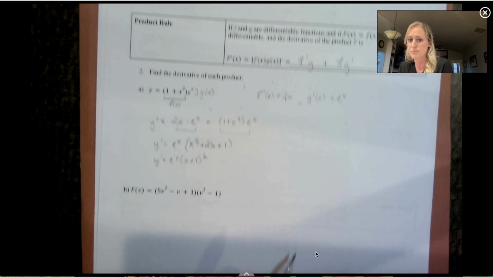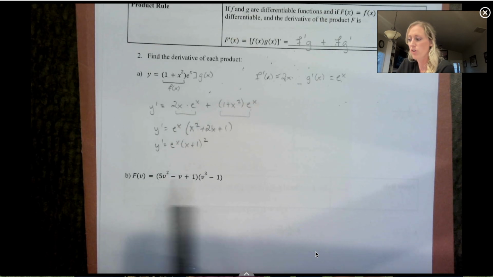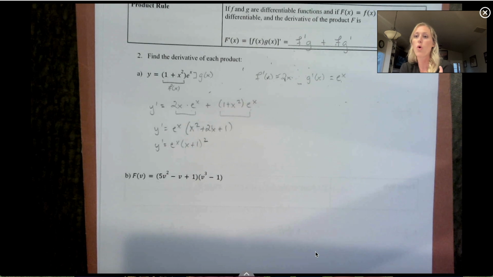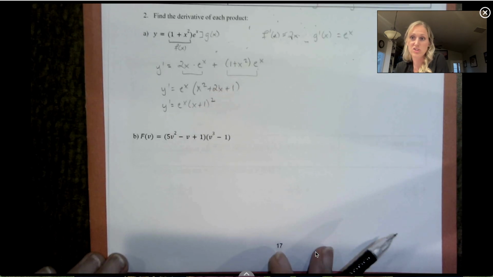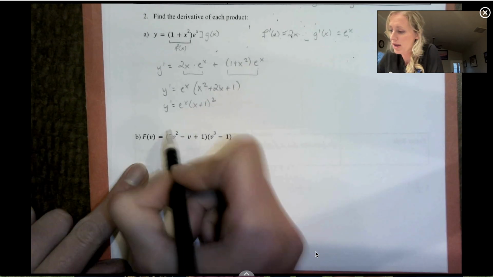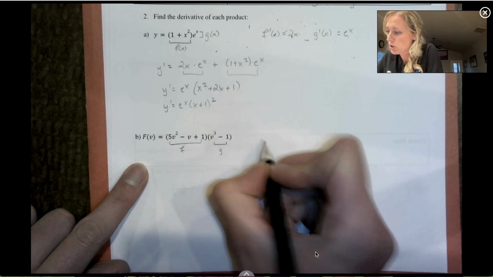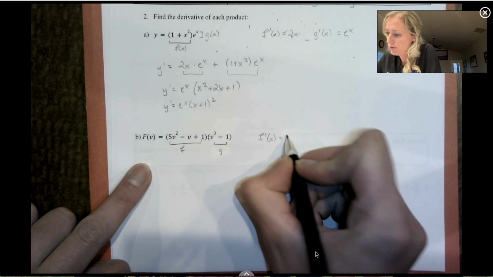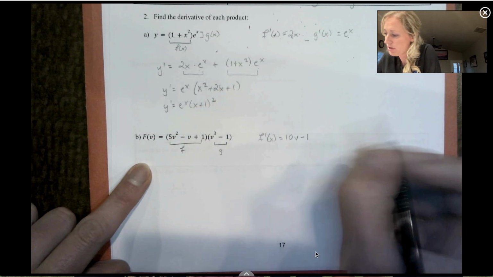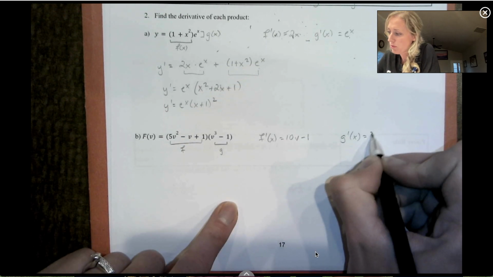Okay, so let's try another one. We have some options, you guys. We can distribute this first and then use our power rule, or we can use the product rule. Either one, we're going to get the same thing. I'm going to do the product rule, since that's new, so we can practice it again. So here's my first product, that's my F, and here's my G. So F prime would be, using my power rule, 10v minus 1, and G prime would be 3v squared.